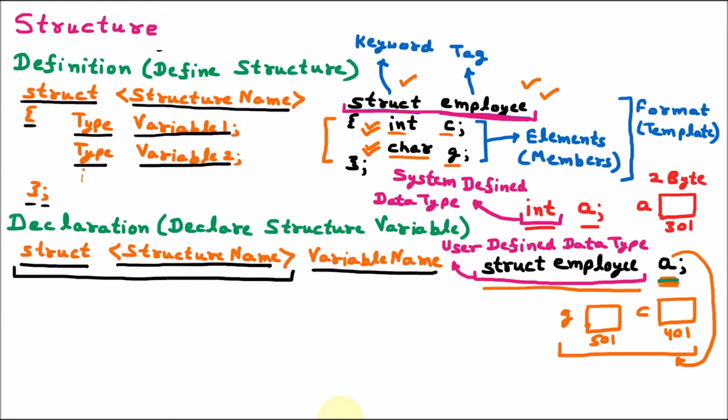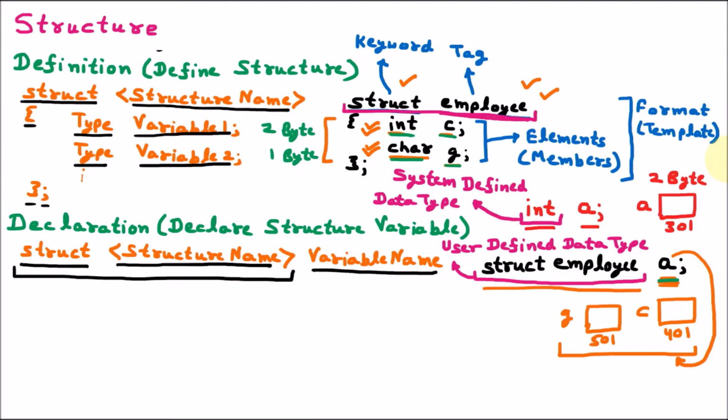But whenever you are dealing with a structure, what is the size of this structure? If somebody asks you, the size of a structure is the sum of the size of its elements. The structure contains 2 elements. The first element is int c. Here we know that the size of int is 2 byte, so here we are taking the 2 byte. Then afterward is the char g. We know that a character takes 1 byte.